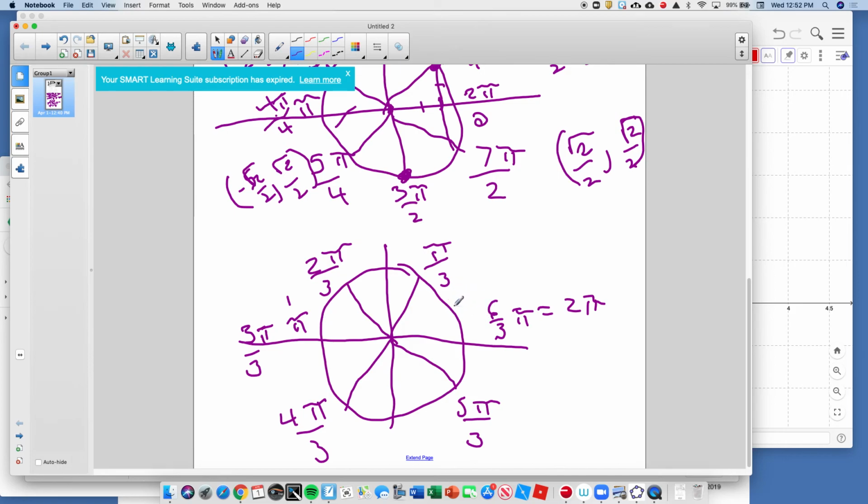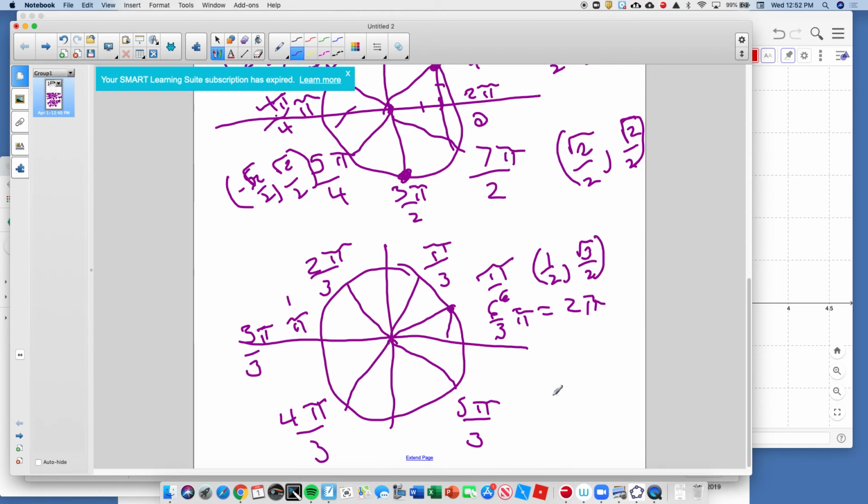And then we can divide that up one more time, and then we get our pi over 6's. And our pi over 6's are going to be here, right? And you can see that the y coordinate is smaller than the x coordinate. So this is going to be the point 1/2, root 3 over 2.